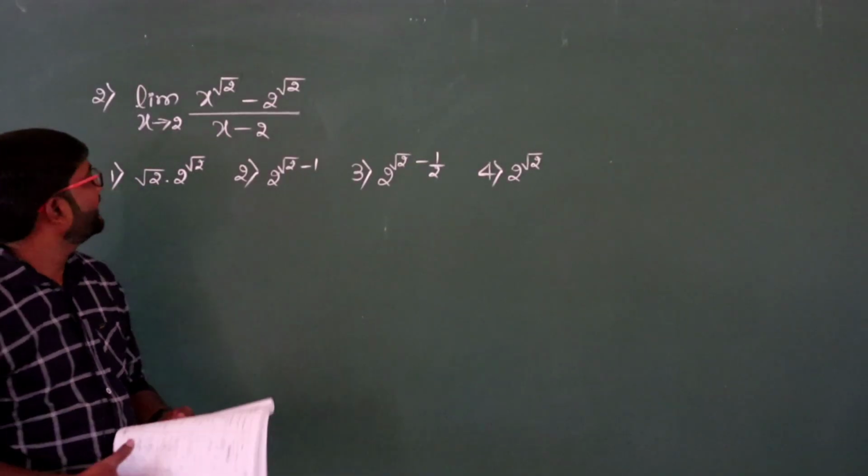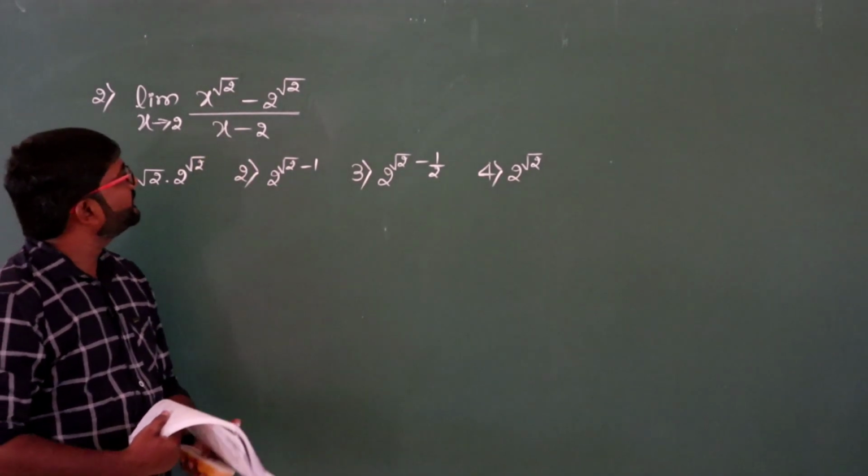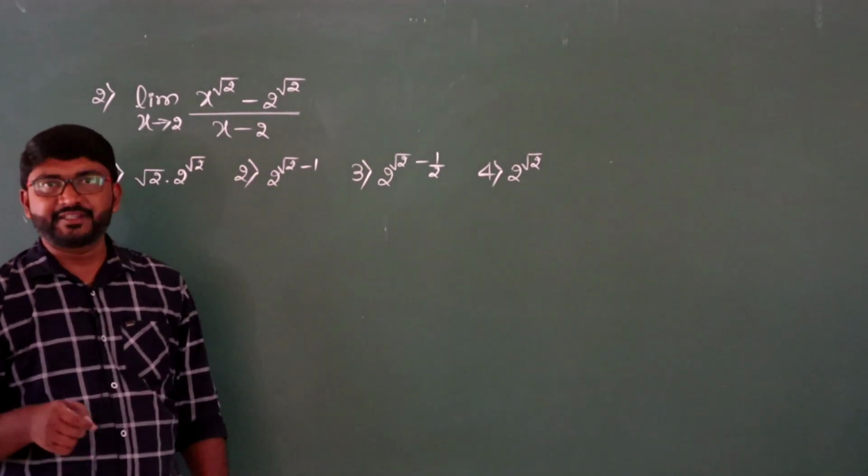Well, the next question is limit x tends to 2, x to the power 2 minus 2 raised to 2 divided by x minus 2.